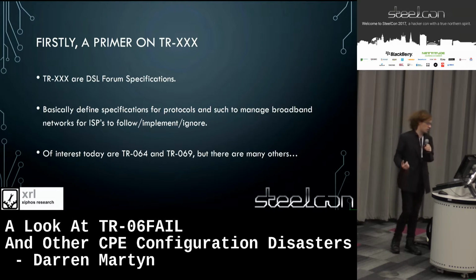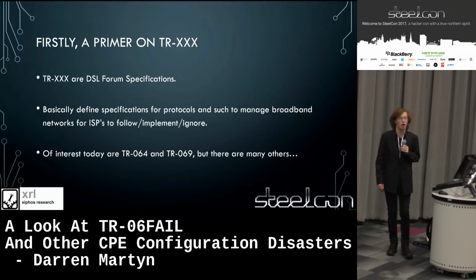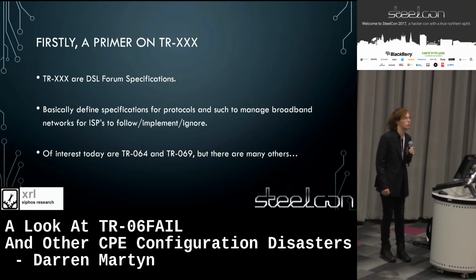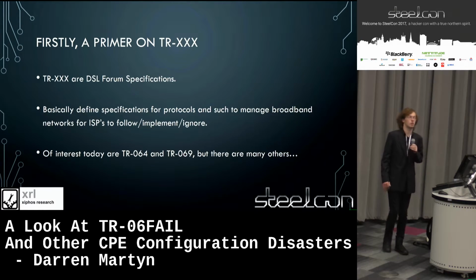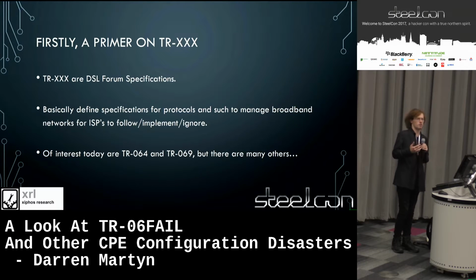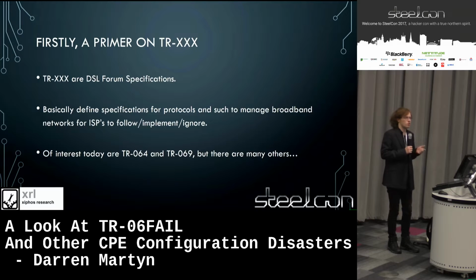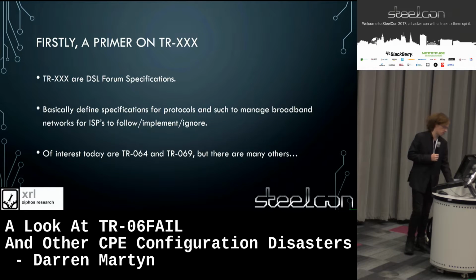So today we're going to talk about TR-064 and TR-069. There's also TR-111, and a whole bunch of others. They're all terrible. The specs are massive, and the implementations suck. The specifications themselves actually suck as well. You should take a look at the specs. They're on the Broadband Forum site.